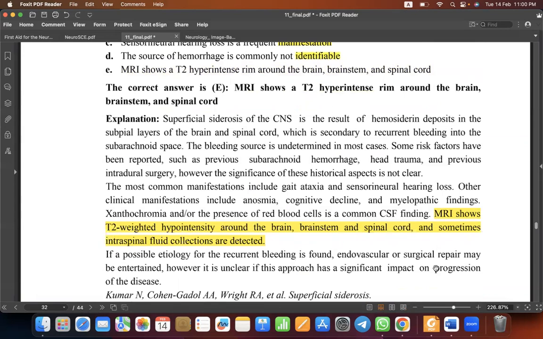Superficial siderosis is a condition where the bleeding could have some risk factor like some hemorrhage, some head trauma, some previous surgery as well.